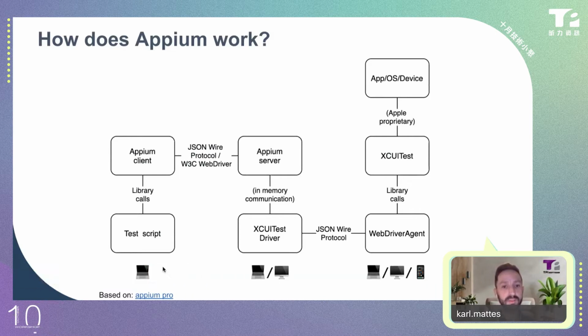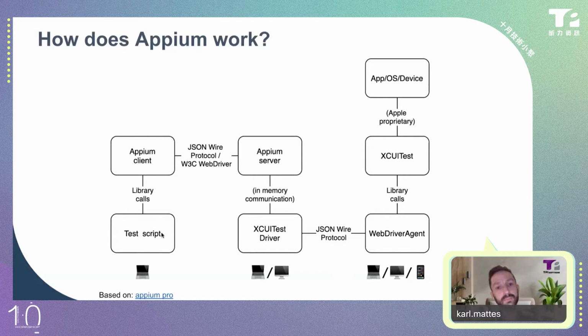This is to symbolize that they can, in theory, all run on different devices. So for example, your test script could run on your own laptop, the Appium server could run on an external server, and the WebDriver agent, together with the app that you're testing, could run on an iOS device connected to that server. However, that doesn't need to be the case.